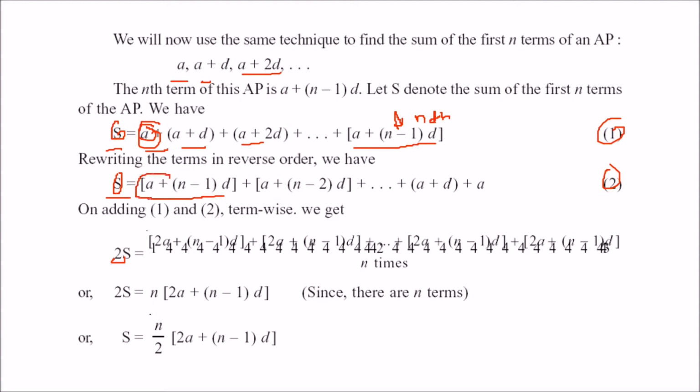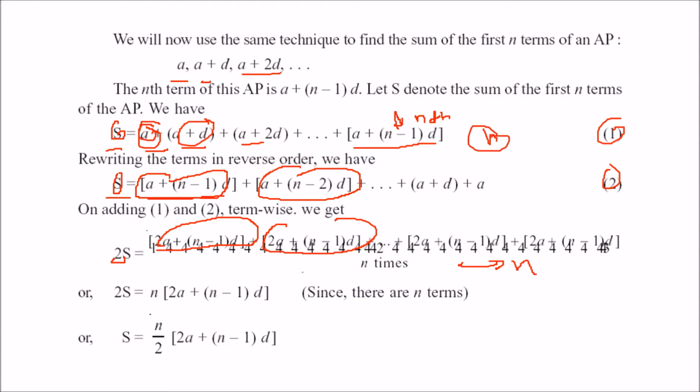So a plus (n minus 1) into d, the first one. Then a plus d, a plus (n minus 2) into d. As we add, this becomes 2a plus (n minus 1) into d, 2a plus (n minus 1) into d. How many times? These are n terms, so it will be n times. So just multiply this term by n, because they are individual and equal. Now 2 is also here, so divide it by 2.